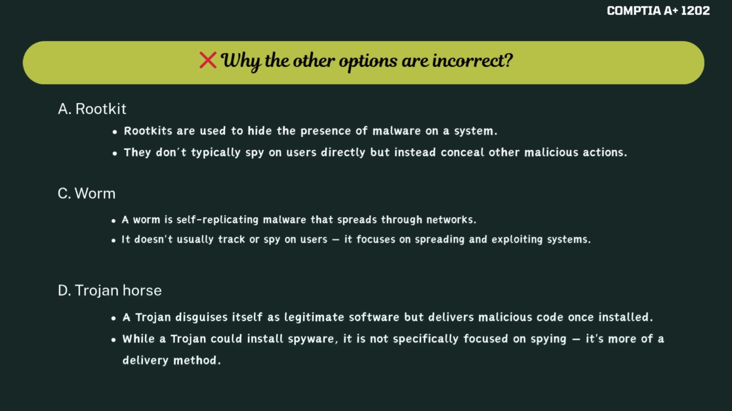D. Trojan horse. A Trojan disguises itself as legitimate software, but delivers malicious code once installed. While a Trojan could install spyware, it is not specifically focused on spying. It's more of a delivery method.